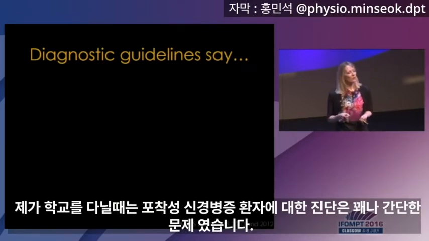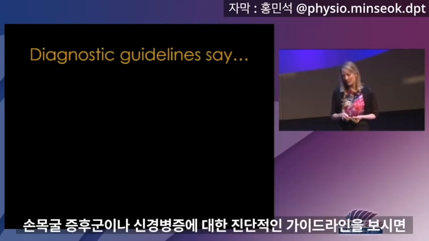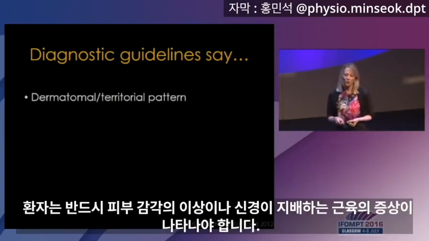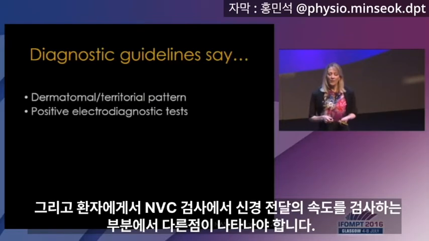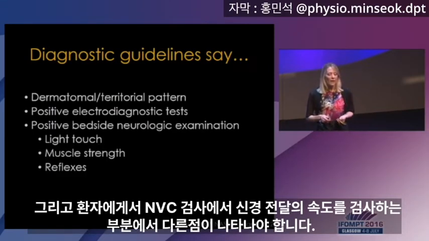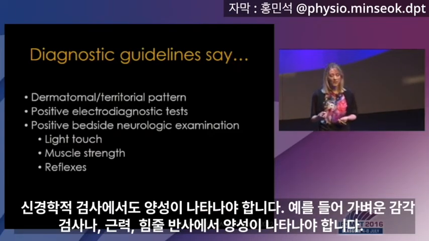Now, when I went to school, it was pretty clear that it is quite simple to diagnose patients with entrapment neuropathies. And indeed, if you follow the diagnostic guidelines today for both, for example, carpal tunnel syndrome and radiculopathies, the guidelines say that patients should have a dermatomal or a territorial pattern of symptoms. They should have positive electrodiagnostic tests if these are available, meaning that the nerve conduction velocity is slowed. And when we do a bedside neurological examination, it should be positive, meaning that patients have difficulties feeling light touch, muscle strength, and reflexes, which is the standard bedside neurological examination.